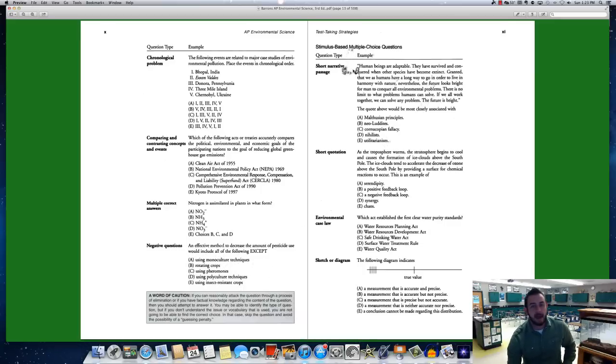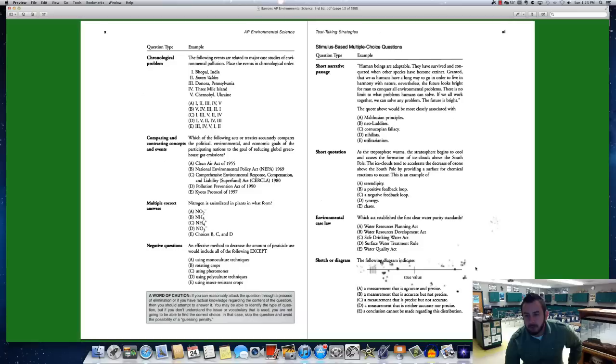A short narrative passage. Sometimes they'll give you one of those where it's just a little quote. That's kind of why I put my thought of the day up on the board and ask you to analyze it. Short quotations, same kind of thing. Short narratives and short quotations are similar. They're asking you to come up with a concept that fits that quotation. Environmental case law, looking at acts and policies that have been put in place by the government that actually happened. Those questions come up quite a bit.